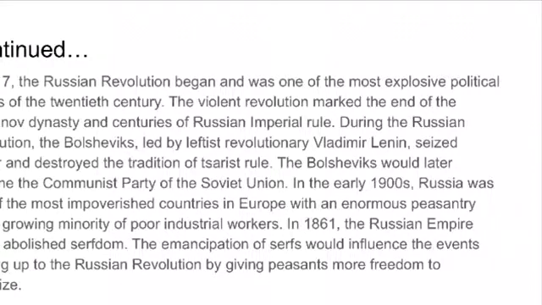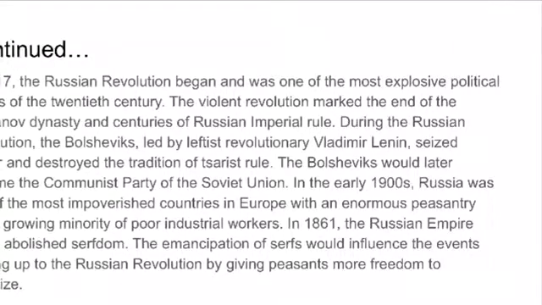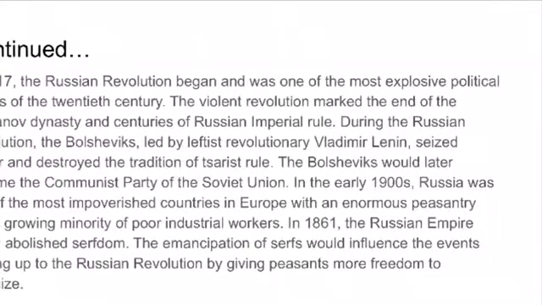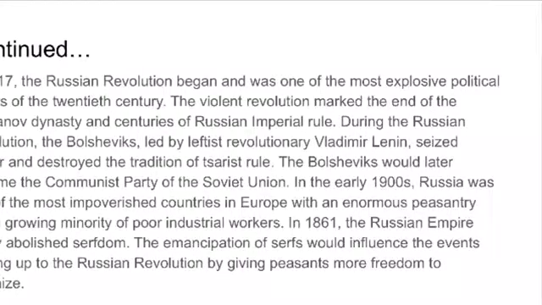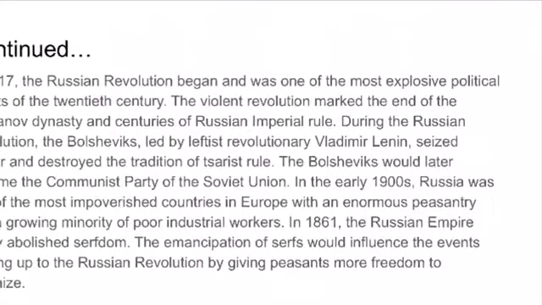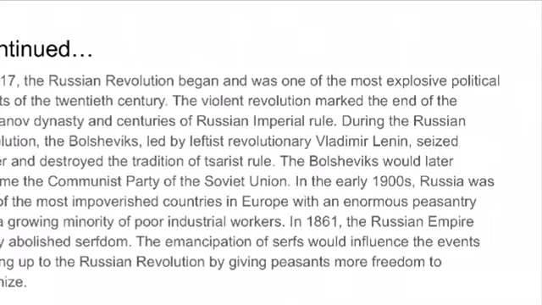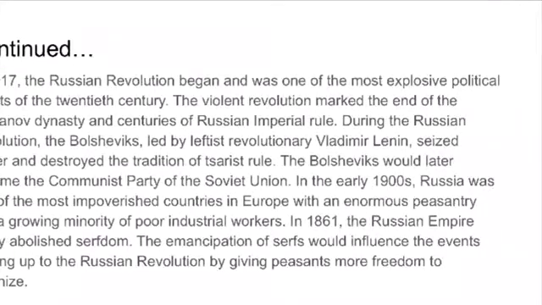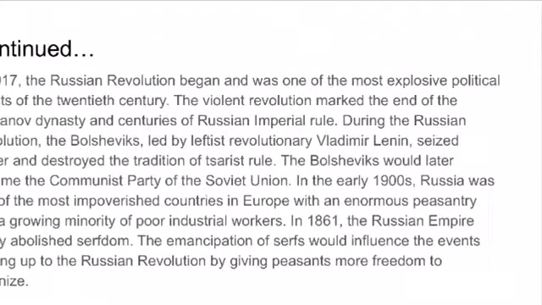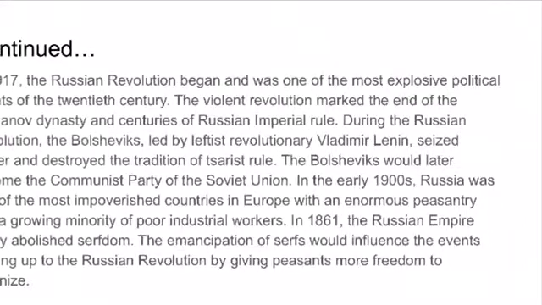In the early 1900s, Russia was one of the most impoverished countries in Europe, with an enormous peasantry and a growing minority of poor industrial workers. In 1861, the Russian Empire finally abolished serfdom. The emancipation of serfs would influence the events leading up to the Russian Revolution by giving peasants more freedom to organize.